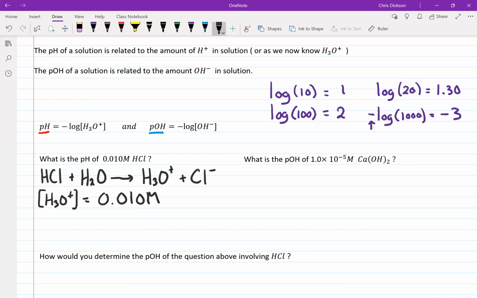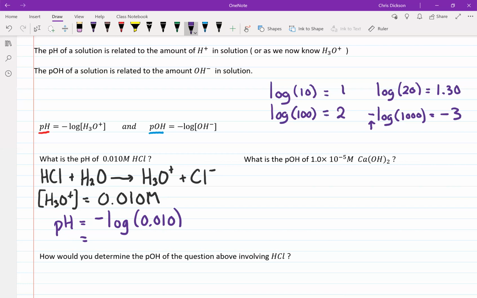So since we know the concentration of the hydronium and we know the pH is the negative log of the hydronium, then we just punch it into the calculator. We say, well, that would be pH equals negative log of 0.010 molar. So what I would say is, why don't you guys try to get that? If you're a Math 12 student, why don't you try to get it without a calculator and see how you fare with that. I'll just use the calculator to confirm here.